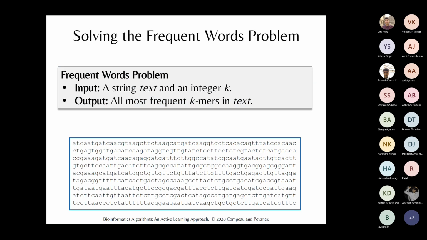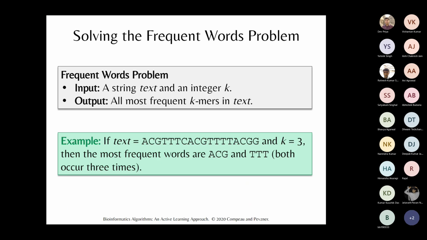So now let's go back to the origin of replication. Input is a string text and an integer k, and we have to find the most frequent k-mers in the text. As an example, let's take this text with k equal to 3. Then the most frequent k-mers would be ACG and TTT. If you look quickly, if there are overlaps, there are three TTTs. Similarly, there's ACG here and ACG here. Both of them are occurring 3 times.